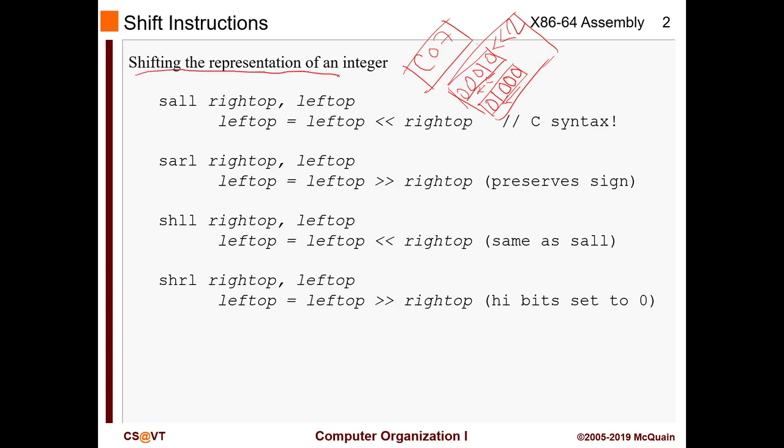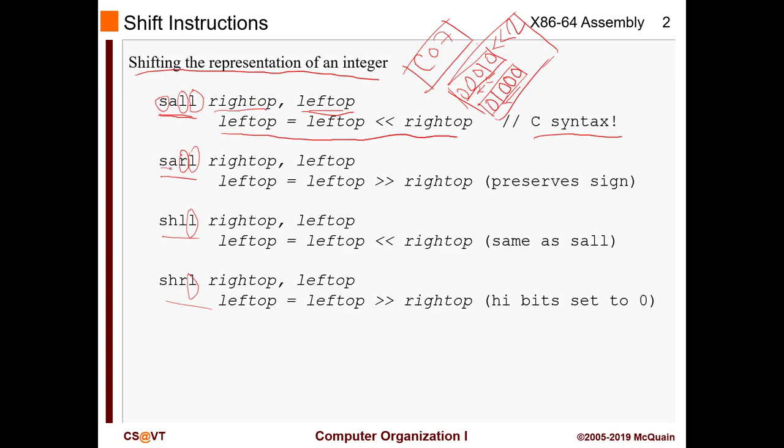So yes, there are shifts: shift left, shift right. This L is basically long, just like before, and this basically means shift and this means left. And this R means right. One thing to notice is this is SALL. Just like before with add, it's going to be left operand equals left operand left-shifted by the right operand. This is just like the C syntax. There's absolutely no difference between them.